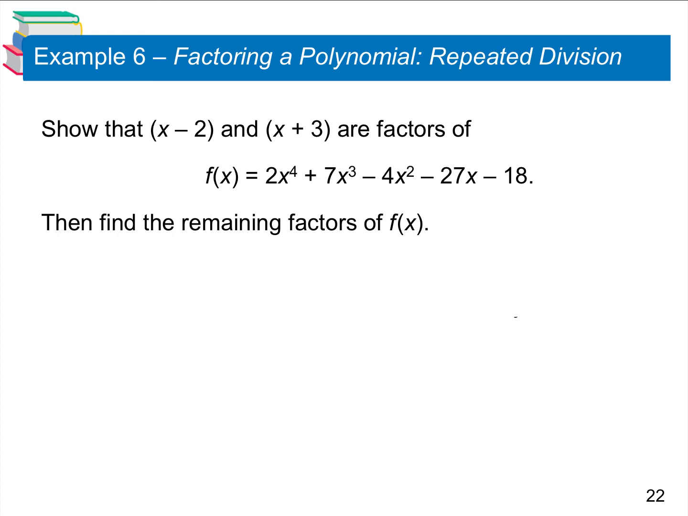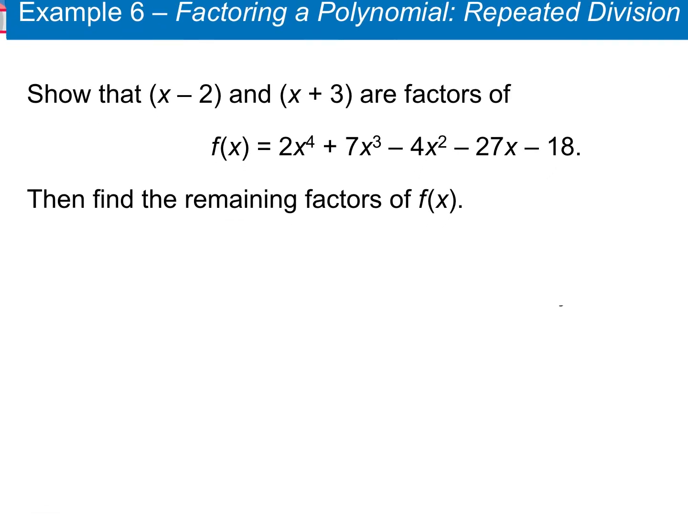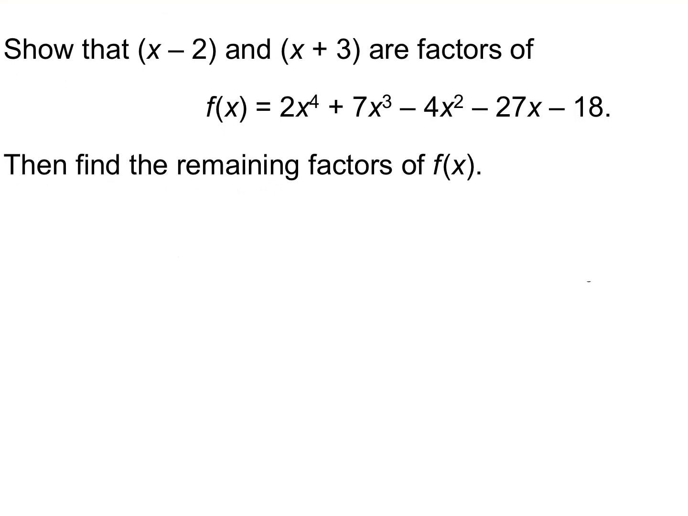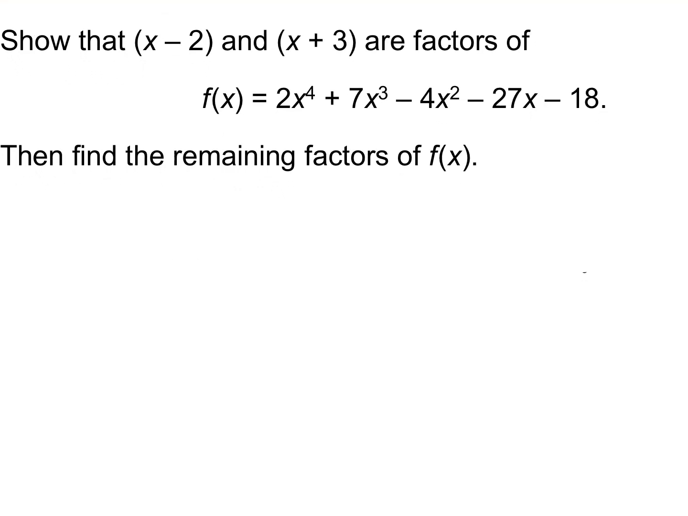So here it says show that x minus 2 and x plus 3 are factors of our polynomial. Then find the remaining factors. So how could I test and see if these are factors? What can I do? Divide by both of them. So we're just going to do one at a time. So I'll start with the x minus 2.